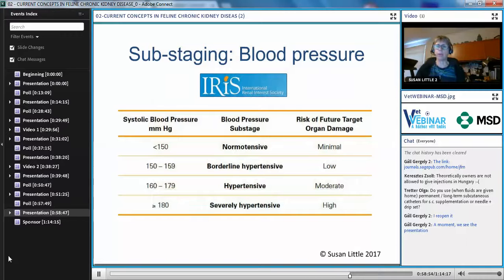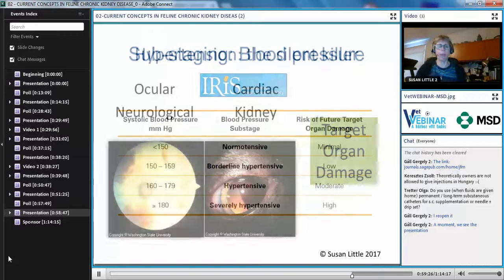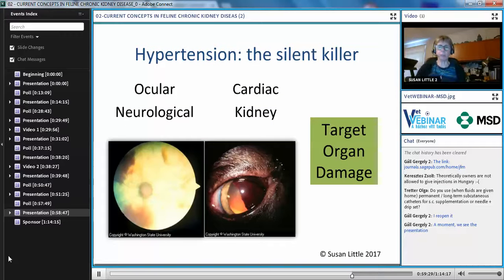Okay, so let's see if we can go back to our presentation here, and we'll talk a little bit about high blood pressure and why we care about it so much in our patients with chronic kidney disease. So if you remember, that is one of the other ways that we get IRIS staging done. The second tier staging is by looking at systolic blood pressure. It's really only systolic that we look at in cats. It's the one that matters. And so cats get put into one of 4 categories. Either they're normal, they're borderline, or they're moderate to high hypertension. And the reason we care about it is because over time, chronic high blood pressure does cause organ damage.